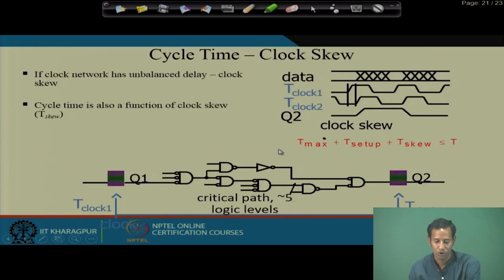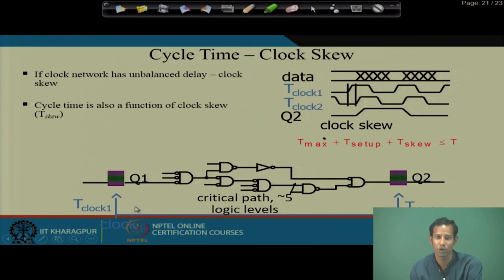Okay. So then, what happens if we have clock skew? We get clock skew when these two particular registers are effectively connected to two different clocks. Even though they are connected to the same clock, this will be like clock 1 and this will be clock 2.